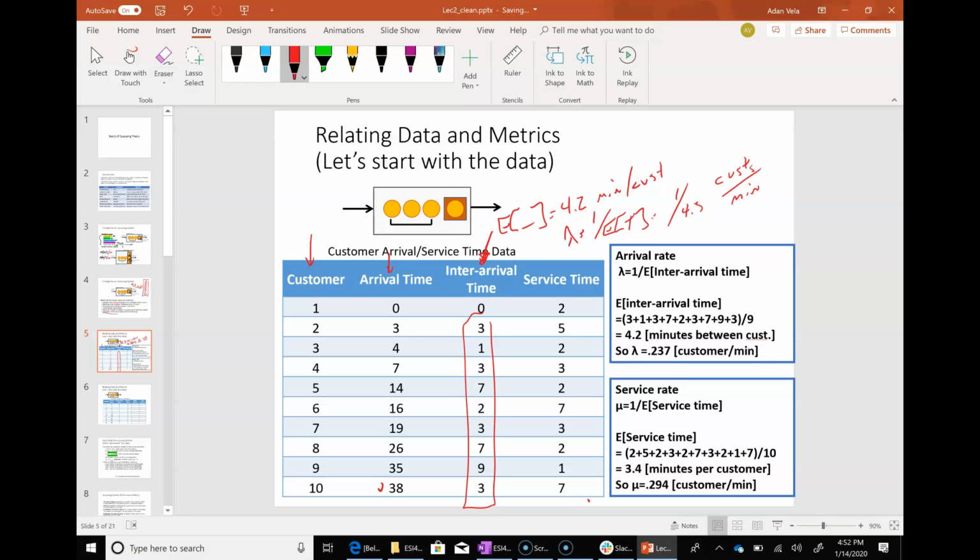Typically in our problems, we're going to give you one number or the other. Okay, so we've now described how the customers enter the system.